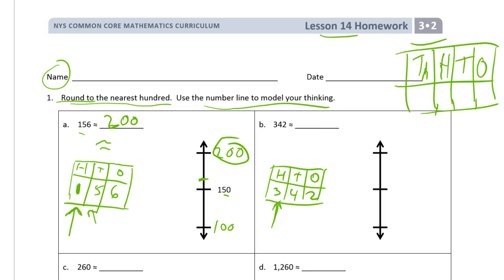3 is the hundreds digit. That's going to be the lowest 100, 300. So 100 more is going to be the next 100 up, 400. And in between is going to be 350. All right, now 342 is going to be a little bit less than 350, right? Because now we can just look at the tens digit, since we know this number is going to be somewhere on this line. The 42 is going to be smaller than the 50, so it's going to be down here somewhere, 342. So it's closer to the lower 100, so it's about 300.